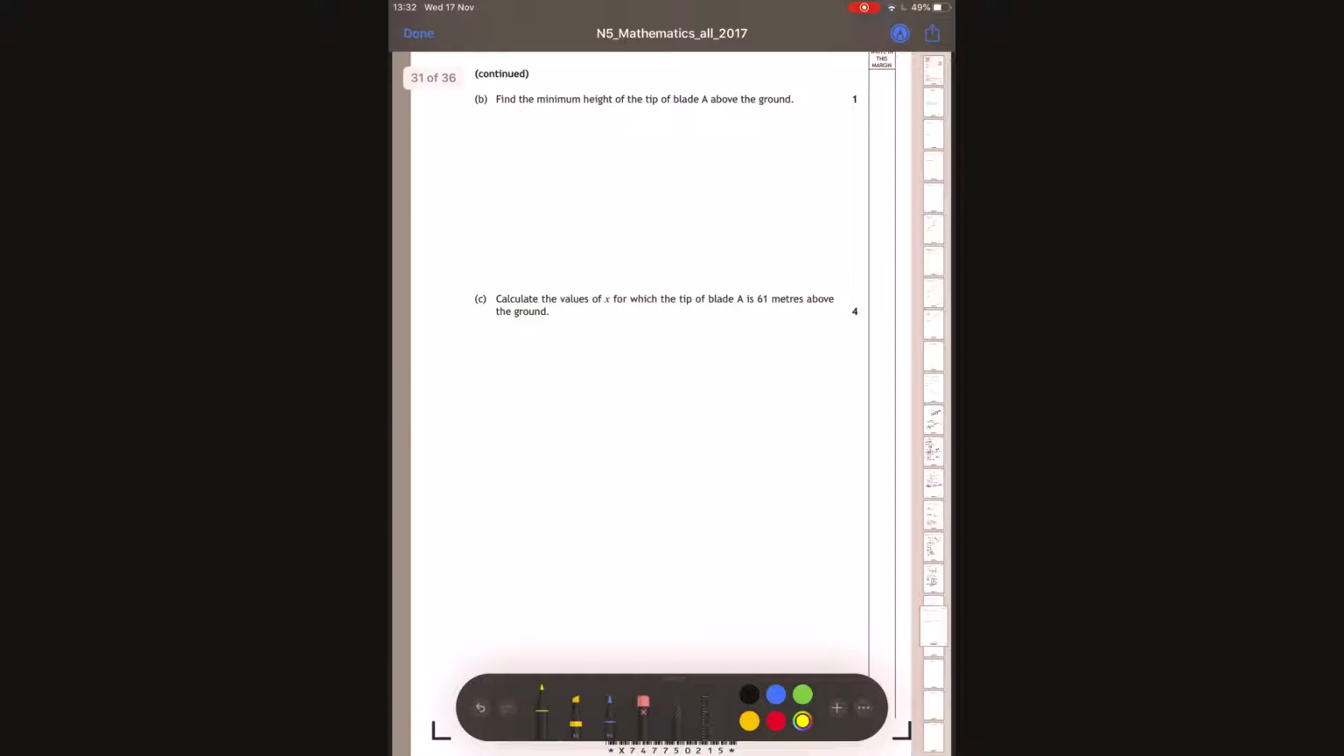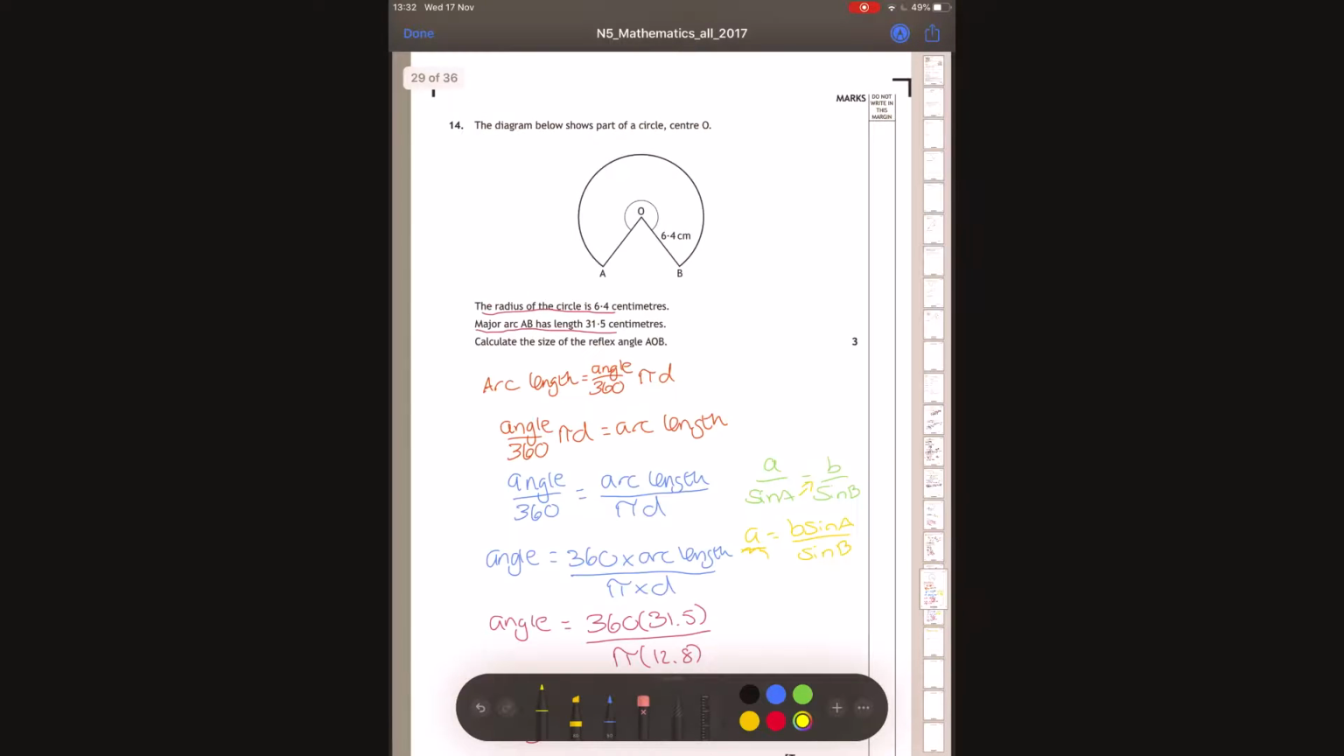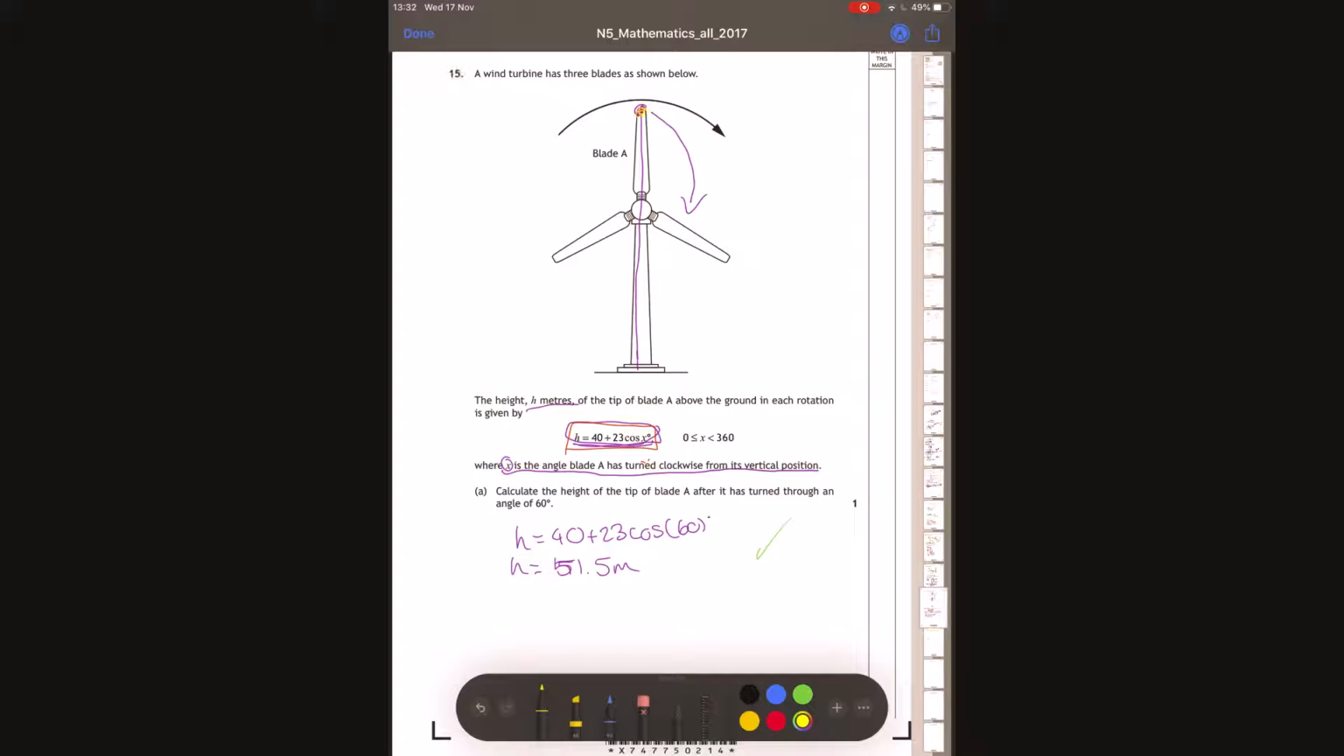Part B. Find the minimum height of the tip of the blade A above the ground. Okay, so here's our blade A. Let's think about this. When will it be at its minimum height above the ground? Well, if we just redraw this, so here's our circle. If this green blade A is no longer there, but is moved so that it's facing downward, so this is our A. So when this is blade A, that's when it's at its minimum height above the ground.